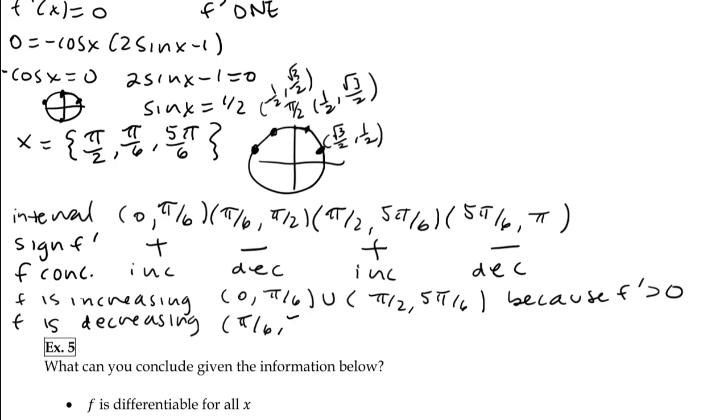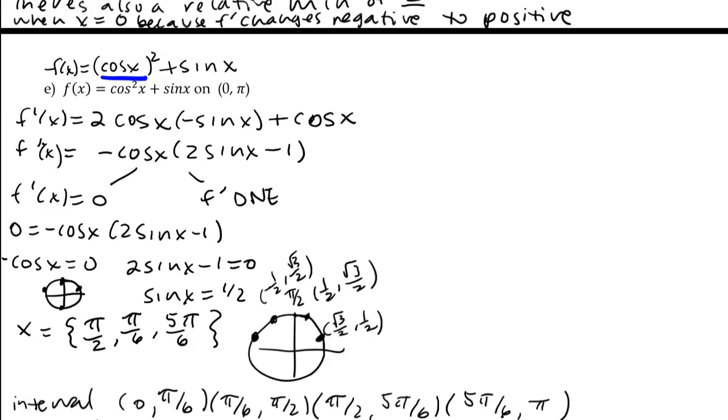From pi over 6 to pi over 2, and then from 5 pi over 6 to pi. What's our reason there? Because f prime is less than 0. Okay, so that was kind of a unique way to look at the unit circle. We're just trying to get values for x and y. Okay, now on to 3.